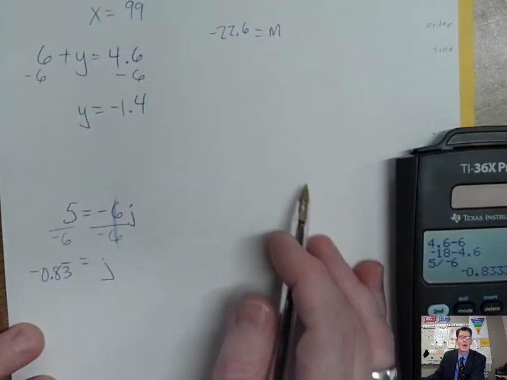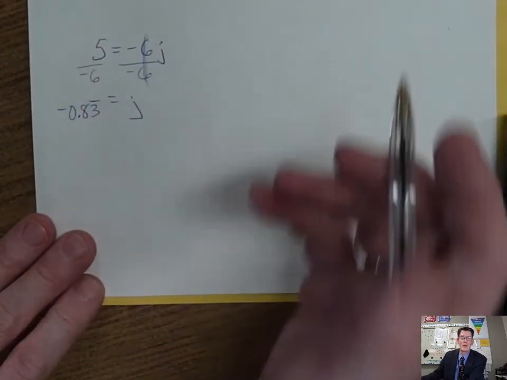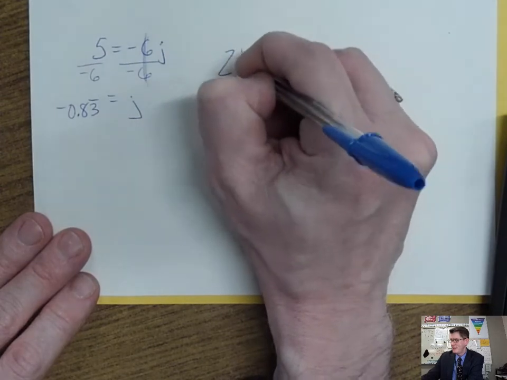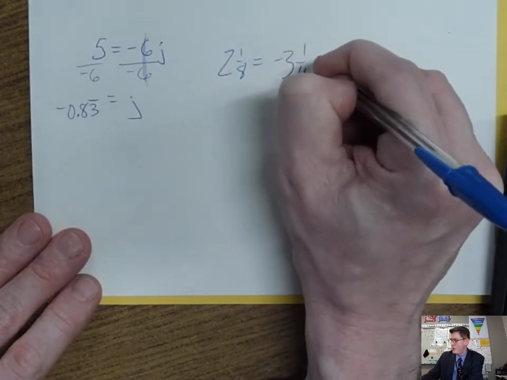Okay, well, I've done some with some integers and with some decimals. What about with fractions? What if I've got 2 1/8 is the same as -3 1/4 r?